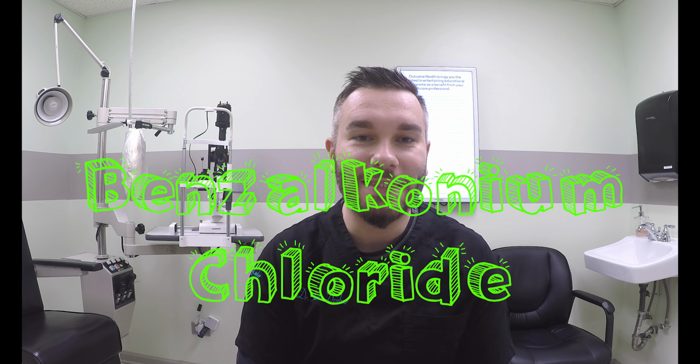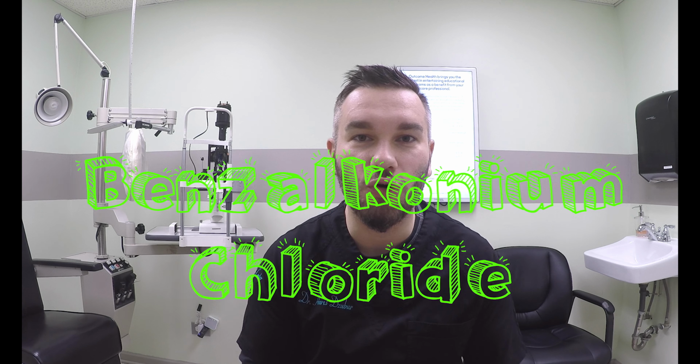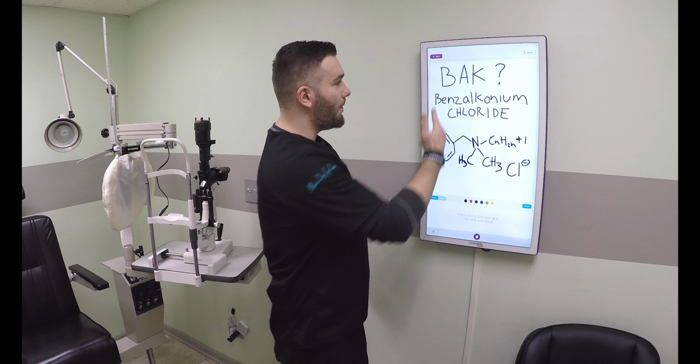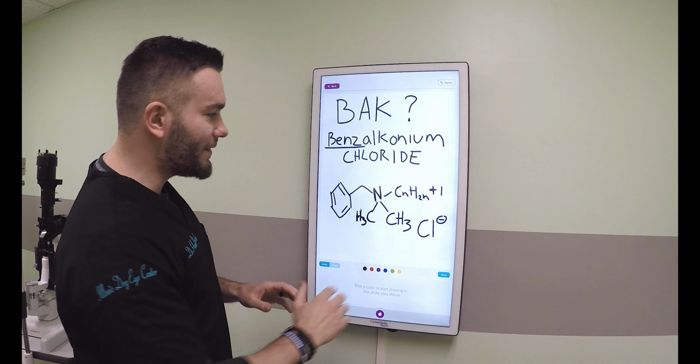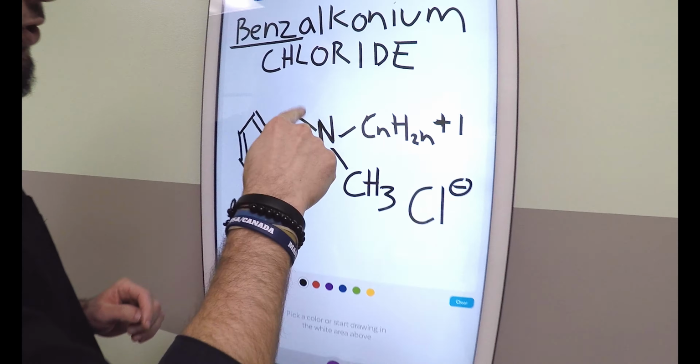There's been a lot of concern about the continued use of BAK, Benzalkonium Chloride, which is a type of detergent chemical that's widely used in the eye care industry to preserve eye drops, medicines, contact lens solutions. Okay, so we got it right here. BAK, back. So Benzalkonium Chloride, this is the chemical structure that has a little cyclic ring that's attached to nitrogen that's attached to this group.